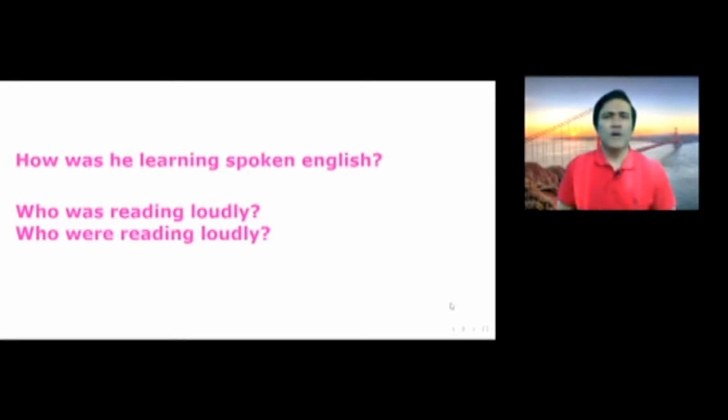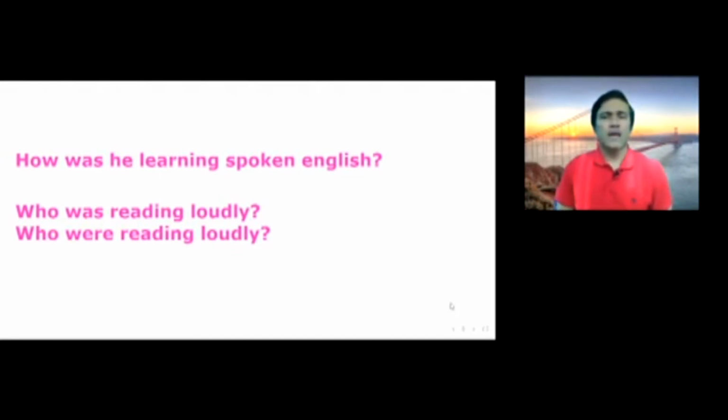Now let's go for who. Who was reading loudly? Ke uchchoshore porchilo. Who were reading loudly? Kara uchchoshore porchilo. Here you can change the verb and you can make a lot of sentences like who was cooking? Ke ranna korchilo. Who was cooking in the kitchen? You can add more. Who was cooking in the kitchen in the evening?